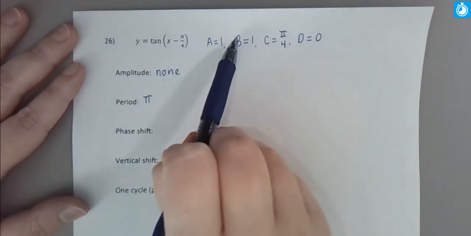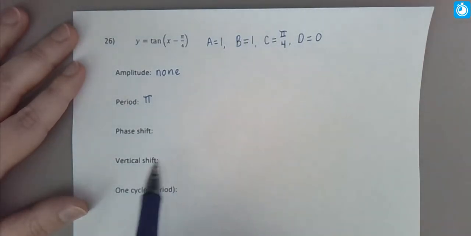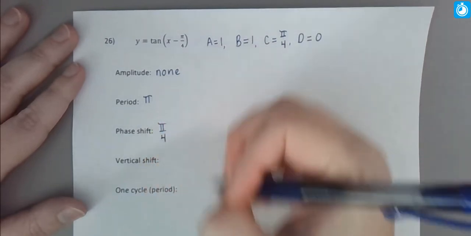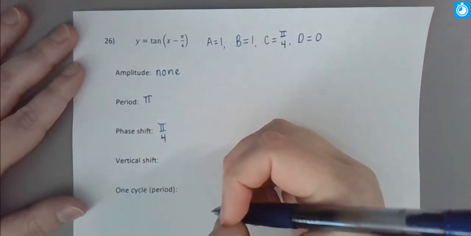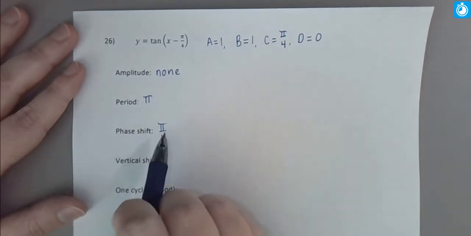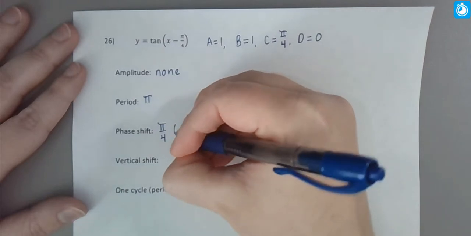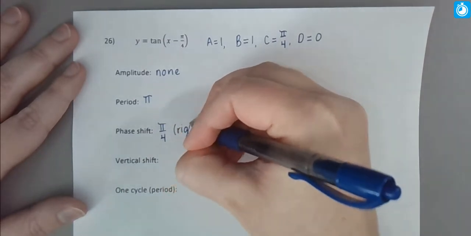It's c divided by the value for b. So it's c, which is pi over 4, and again b is just 1. We divide by 1, nothing happens. So our phase shift is going to be pi over 4 units. Now because this is positive, this is going to shift to the right.